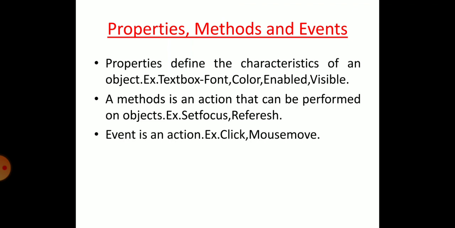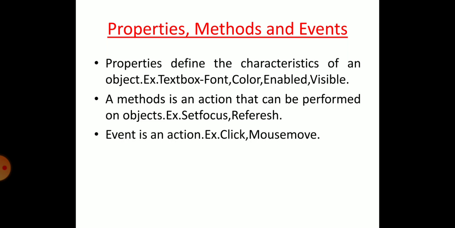For example, a text box accepts properties such as enabled, font, color, multi-line, visible, width, height, etc. So the enabled property allows the text box to be enabled or disabled, and the font property sets a particular font in the text box, and the visible property is used to hide the object at runtime.